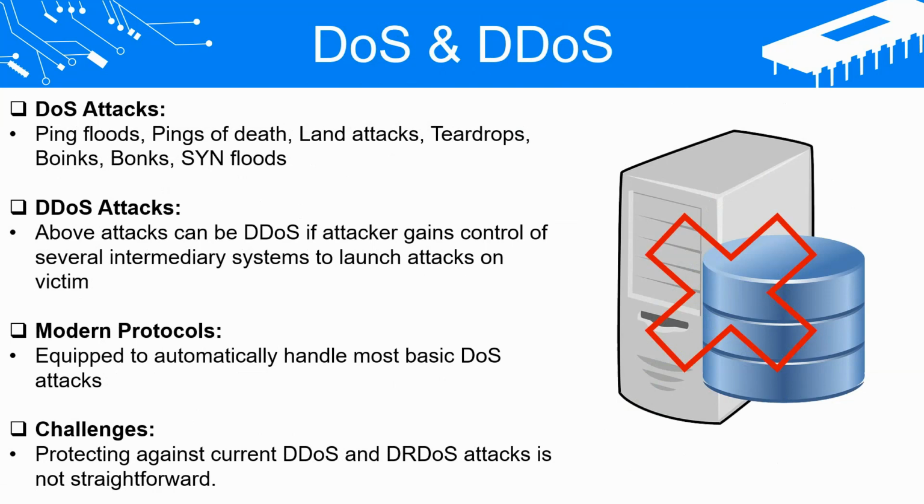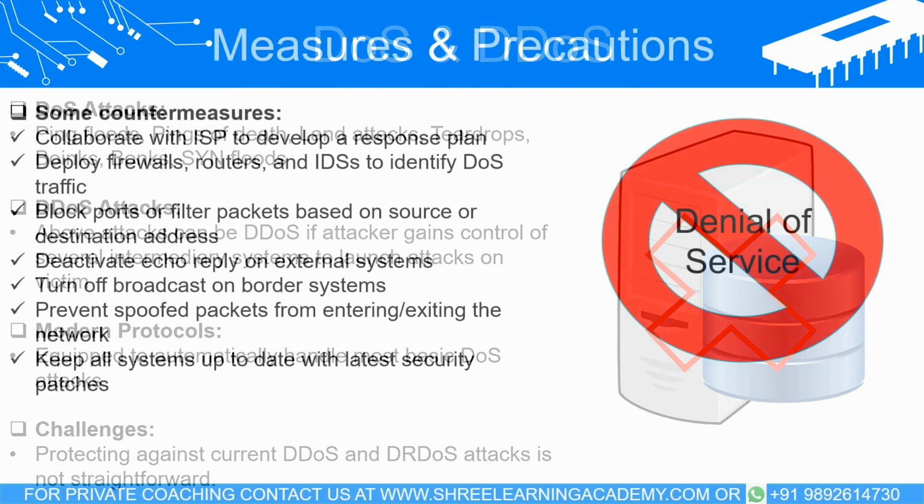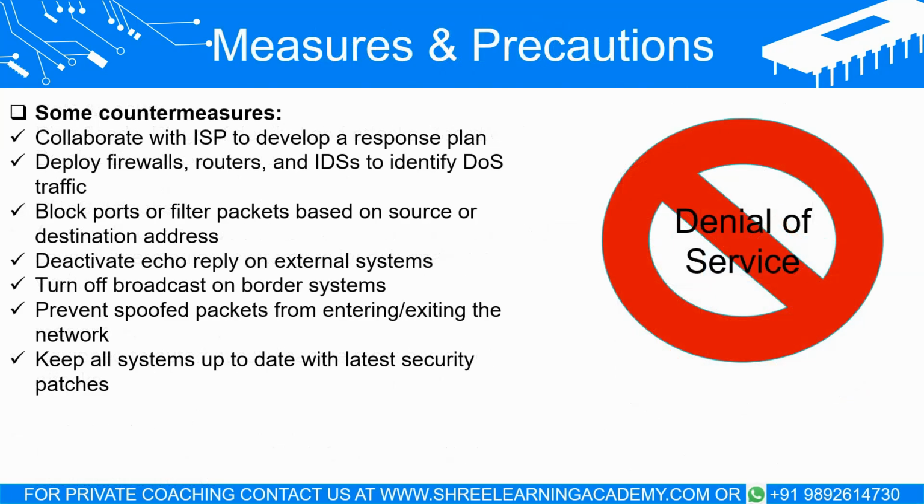Fortunately, modern versions of protocols implemented in operating systems are equipped to automatically handle most basic DoS attacks that exploit error handling procedures, such as ping of death, land attack, teardrop, bonk, boink, and others. However, protecting against many of the current distributed denial of service (DDoS) and distributed reflective denial of service (DRDoS) attacks is not as straightforward. Listed here are some measures and precautions to protect against these attacks.